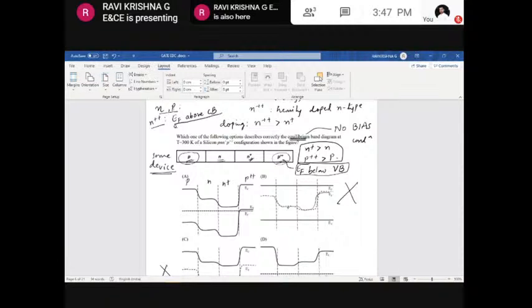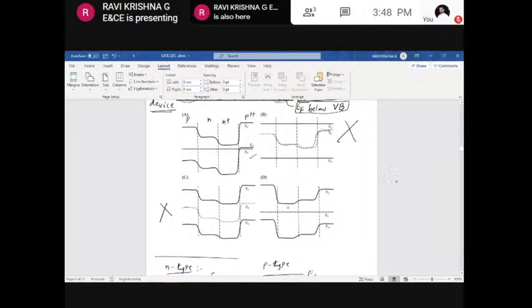So that's why this option could be correct, because the Fermi level is constant from this end to this end. And in the P double plus semiconducting region, the Fermi level is below the top of the valence band. So this is correct. But let us check case B also.